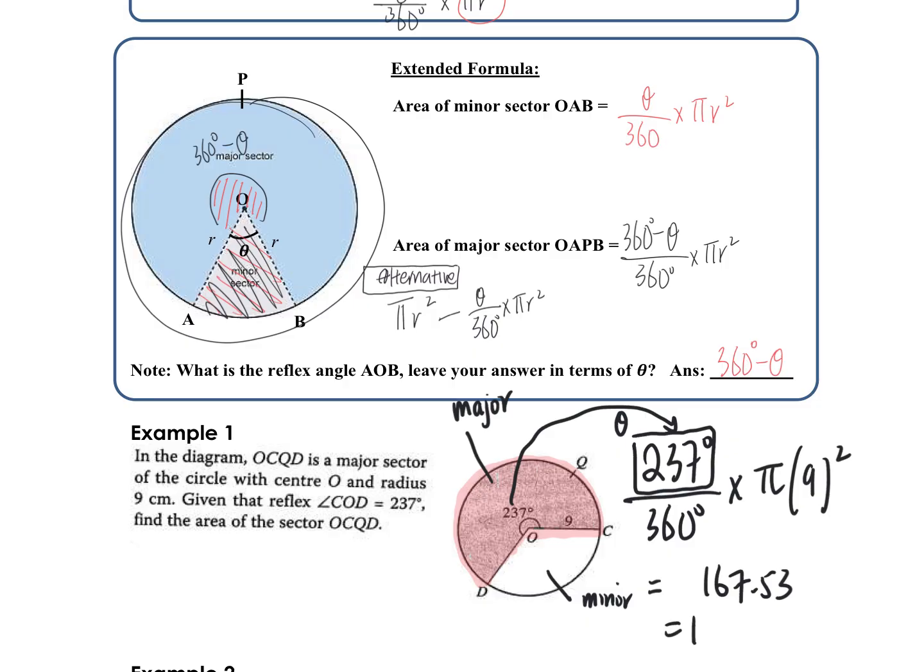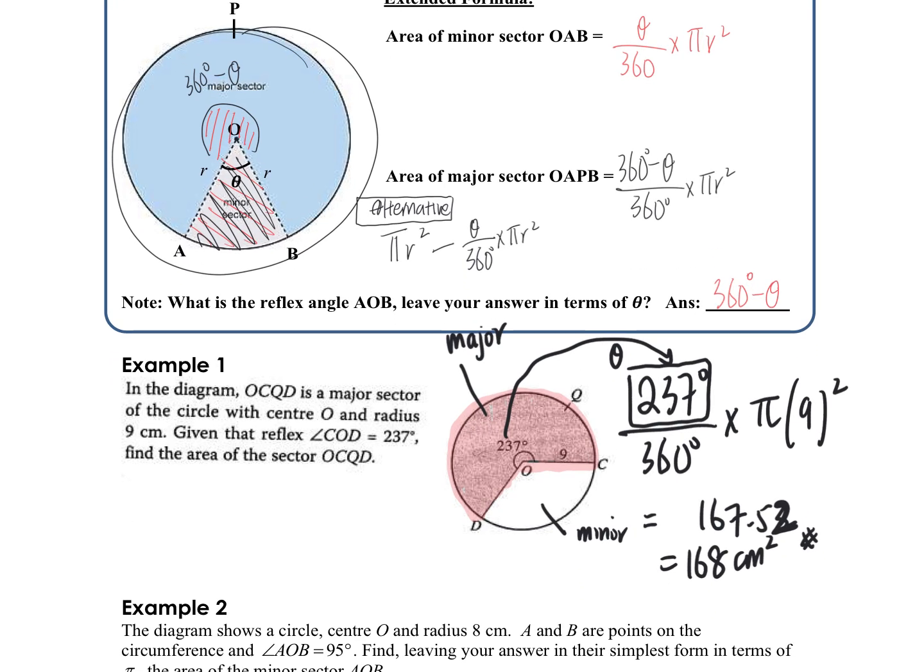167.53. So 3SF is 168. 3SF, area, so cm squared.